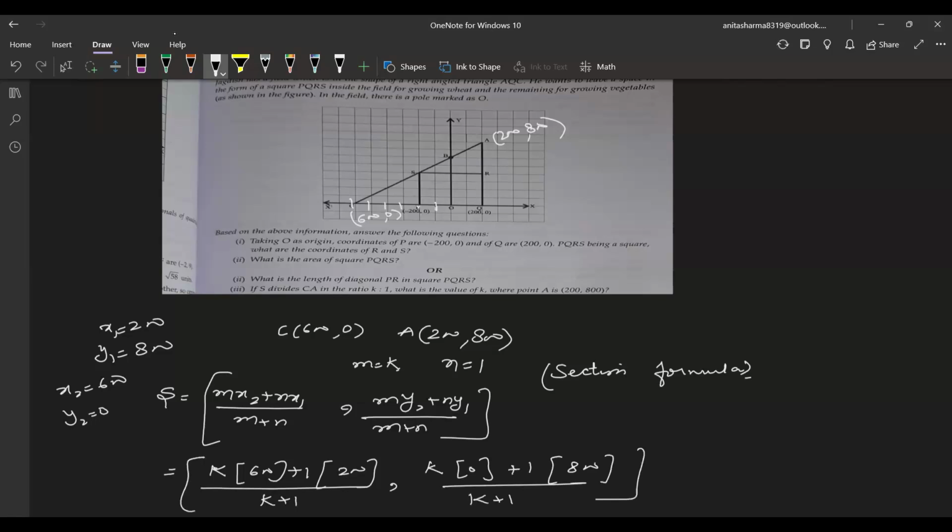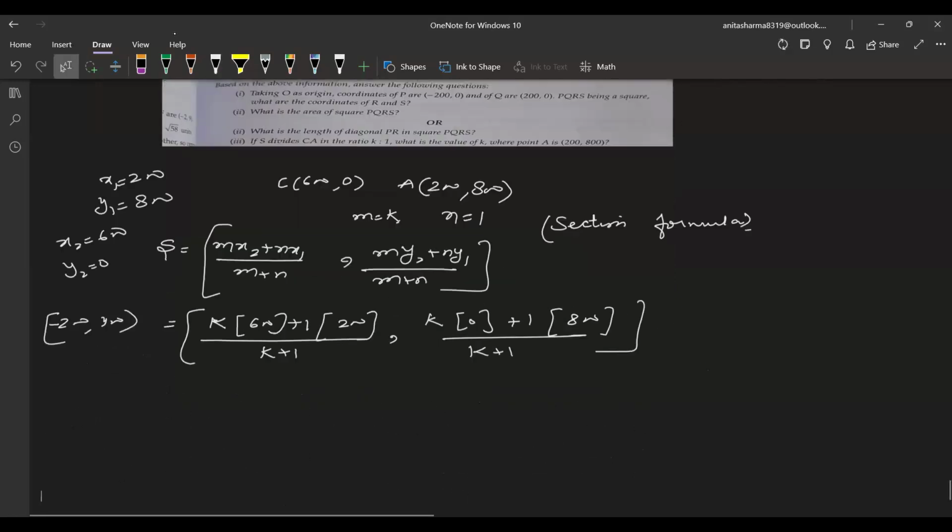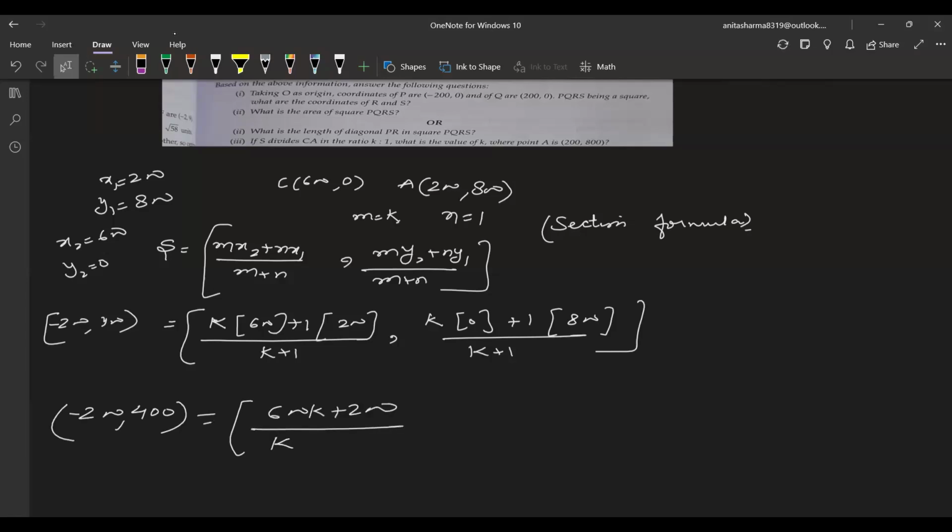Fine, beta. And what are the coordinates of S? What are the coordinates of S? We have just written. Tell me, coordinates of S are minus 200 comma 400, na? Yes, ma'am. Great. Now compare the coordinates. So it will be 600K plus 200 upon K plus 1, comma 800 upon K plus 1. So it will be easier for us to compare the y coordinates, right?